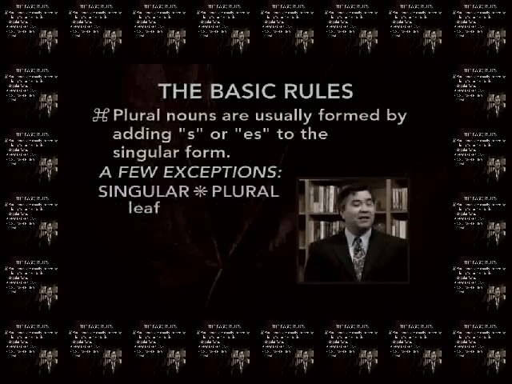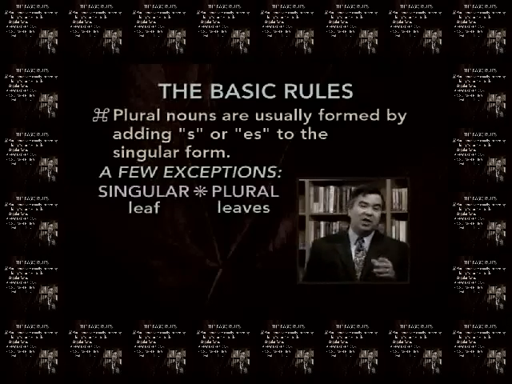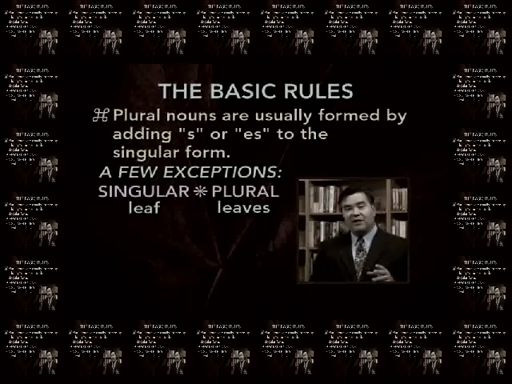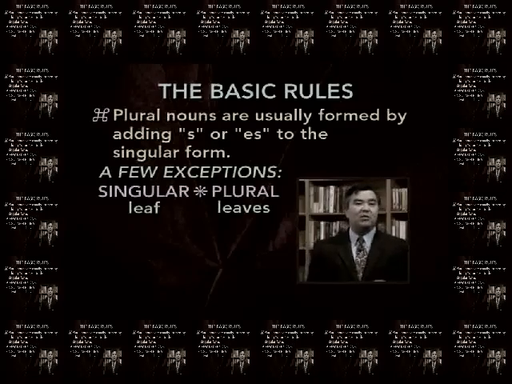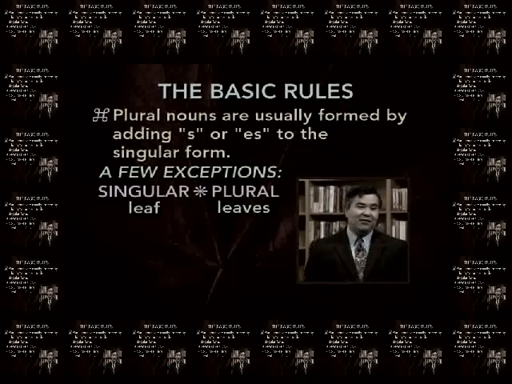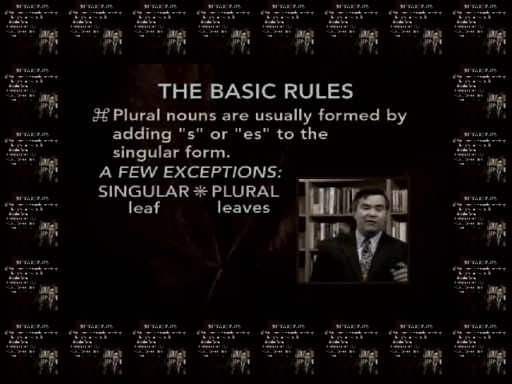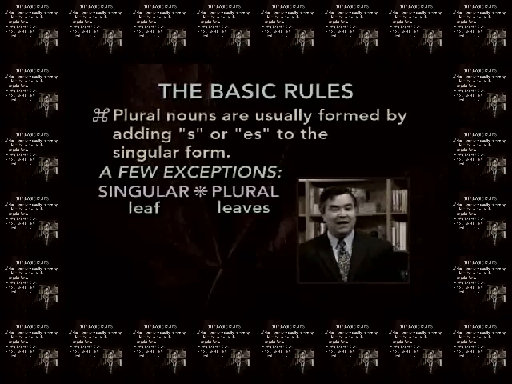Take a word like leaf. When we turn this into a plural, not only do we add ES at the end, but we also change the spelling. The F that ends the word leaf turns into a V, and the plural form of leaf is leaves. Many, though not all words that end in F, are turned into plurals in just this way, by changing the F into a V and then adding ES.